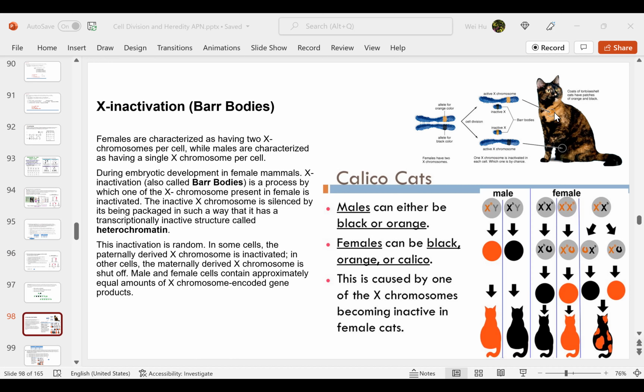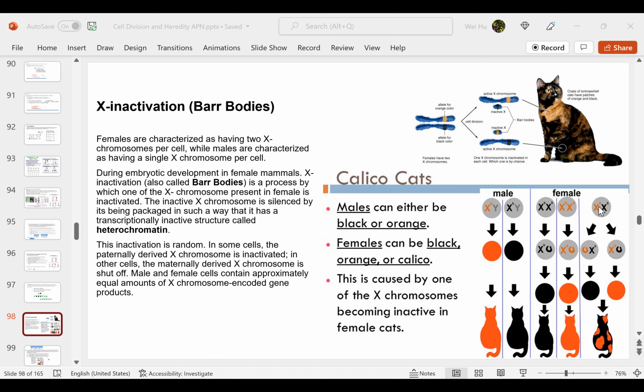You can see here the cat. The fur color is on your X chromosomes. They can be black, and they also can be orange. So there are two different alleles on the X. If both X's carry black, of course you are black. If both are orange, you are orange. But if one is black and one is orange, then it's tricky.